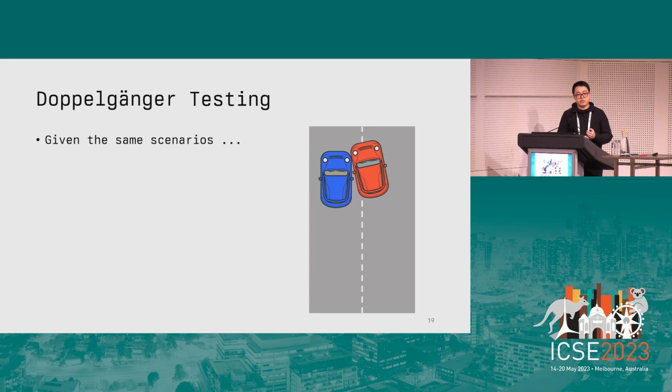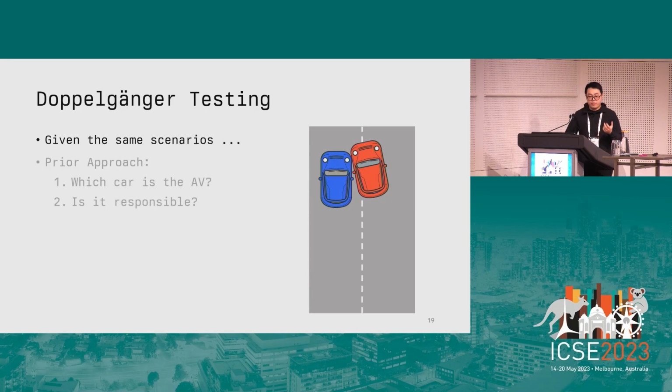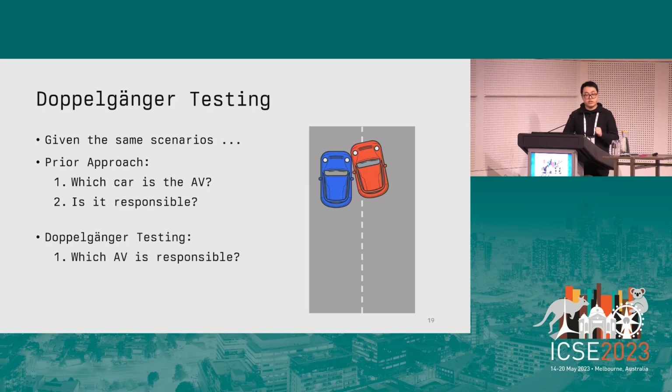Now, given the same scenarios that we have seen before, for the prior approach, we need to ask two questions. Which car is the AV and is it responsible? The answer to the second question will determine whether the scenario is bug revealing or not. But in Doppelganger testing, we just ask which AV is responsible. And by asking this question, this inherently implies the ADS is responsible and there is a bug.